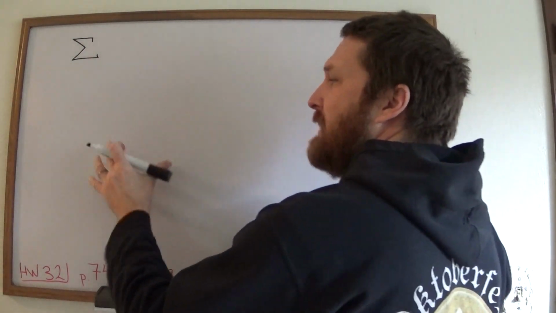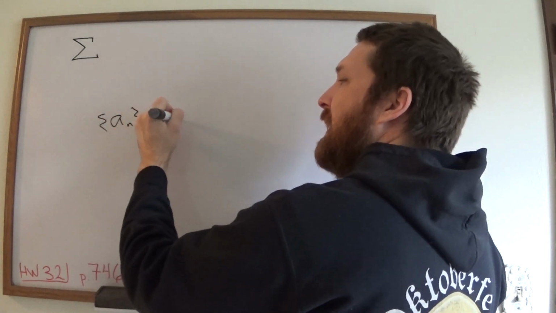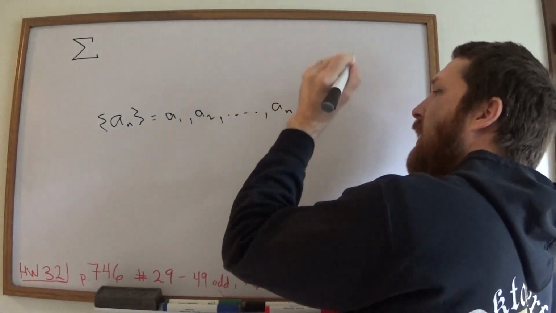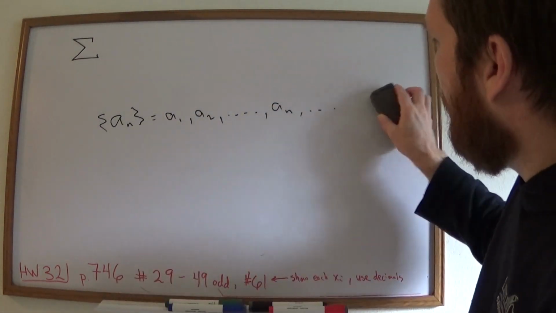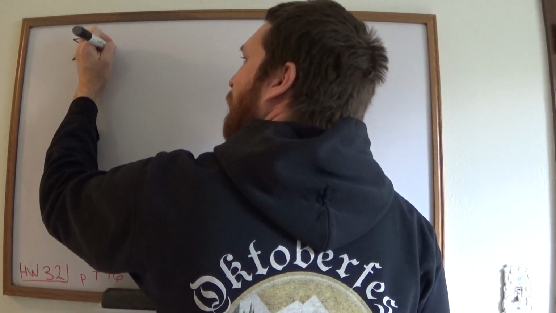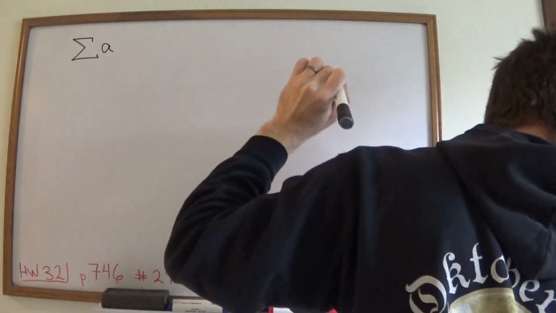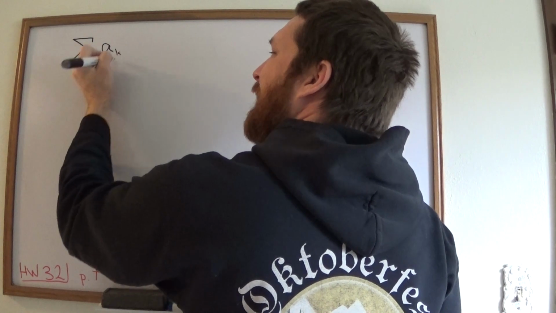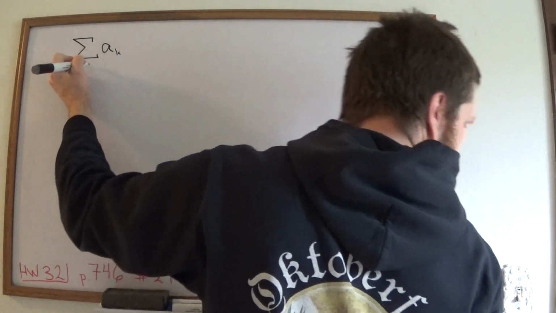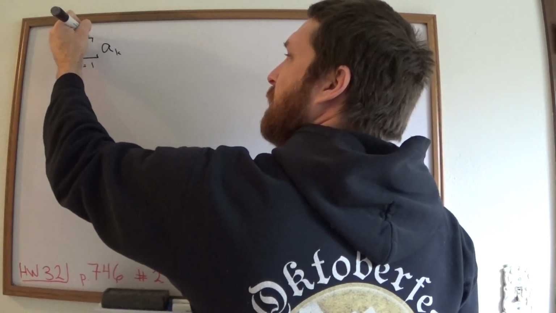Now, let's say we had some sequence A_n. That's A1, A2, and so on, A_n, and so on. What you could do is say, okay, we're going to add up the A_k's as k goes from 1 up to some number m.